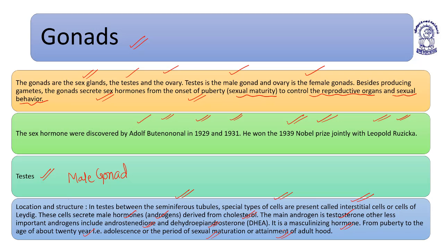So, inside testes, between the seminiferous tubules, there are specialized cells known as interstitial cells or the cells of Leydig. They secrete male hormones known as androgens, which are derived from cholesterol. The main androgen is testosterone, and other less important androgens are dehydroepiandrosterone (DHEA) and androstenedione. It is a masculinizing hormone responsible for developing male secondary sexual characteristics, from puberty to the age of about 20 years, the adolescence or the period of sexual maturation or attainment of adulthood.